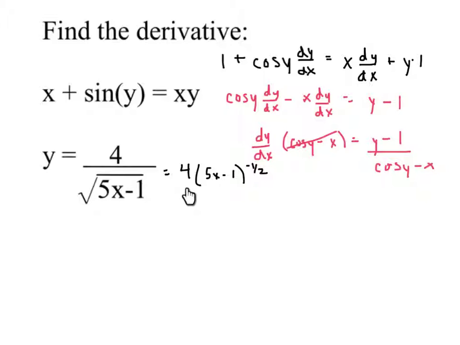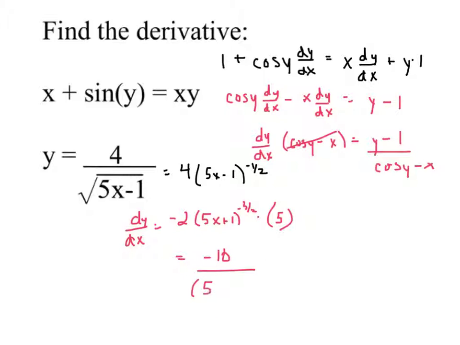So now 4 multiplied by negative 1/2 is negative 2. All right, dy dx here. Leave the inside alone. We drop the power by 1, so now it's to the negative 3/2, and we multiply by the derivative of the inside, which is 5. So we figure out what's left on top. Negative 2 times 5 is negative 10. 5x plus 1 to the positive 3/2, we put that in the denominator, and that's our derivative.